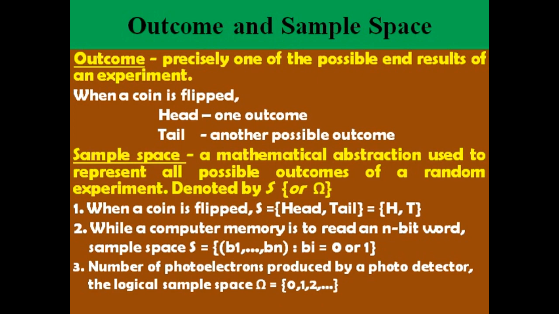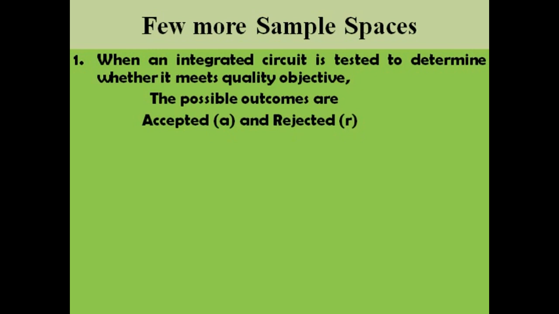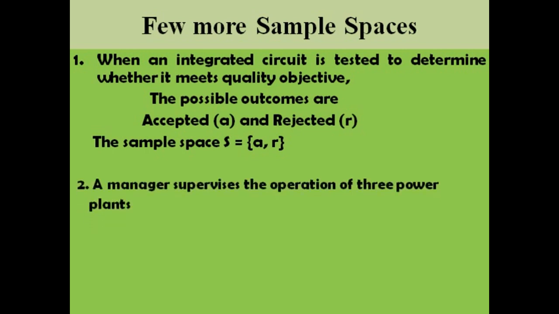In the case of the number of photoelectrons produced by a photodetector in an optical communication system, the logical sample space omega is the set containing 0, 1, 2, etc., which is an infinite sample space. Here are a few more examples of sample spaces. When an integrated circuit is tested to determine whether it meets a quality objective, the possible outcomes are accepted and rejected, denoted by A and R respectively. The sample space S is the set containing A and R.